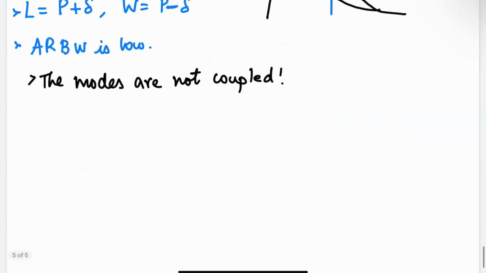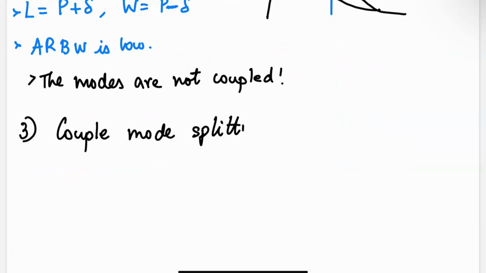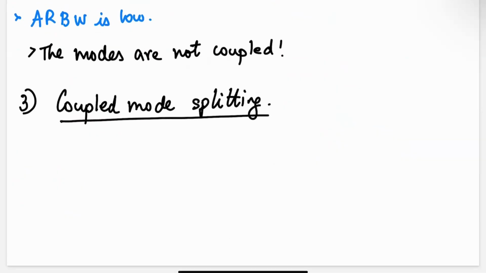Okay, now we'll actually do the coupled modes. So coupled mode splitting is another way of getting circular polarization. What's the idea here? The idea is that you take your patch, you use a square patch in this case.